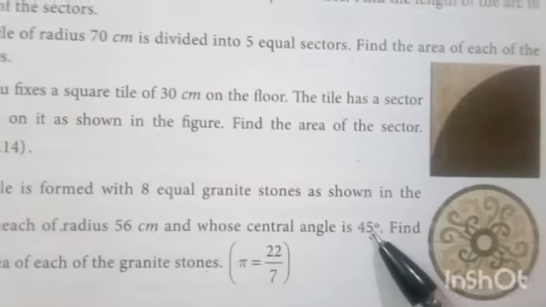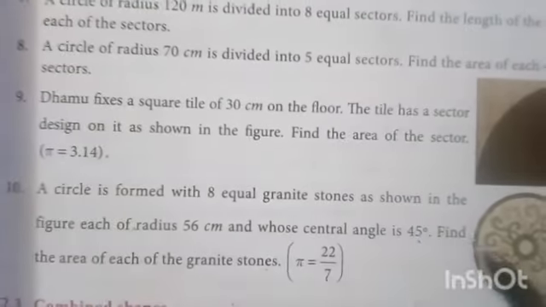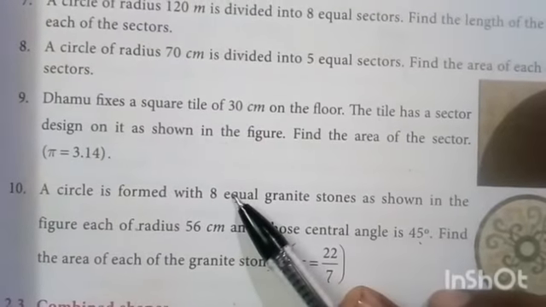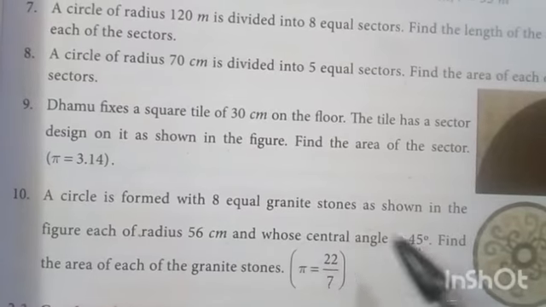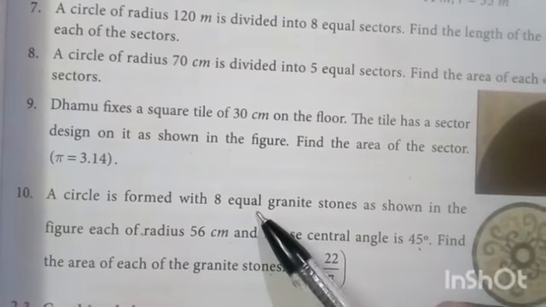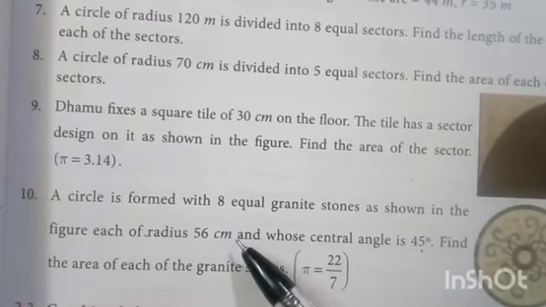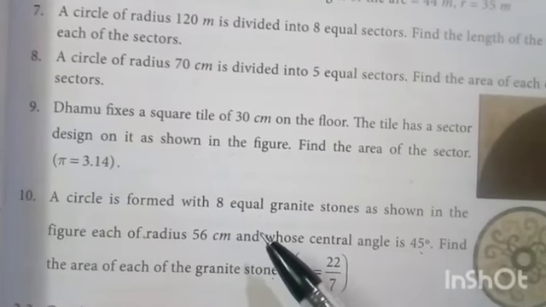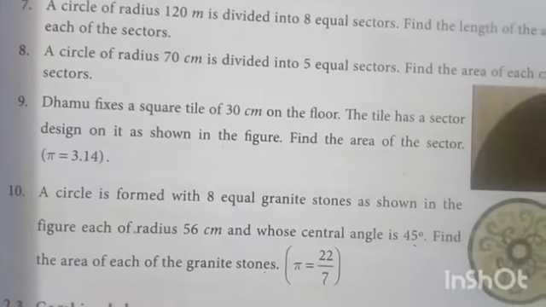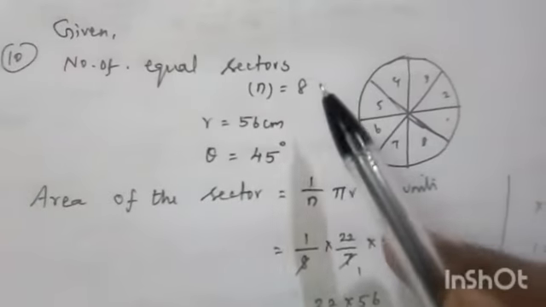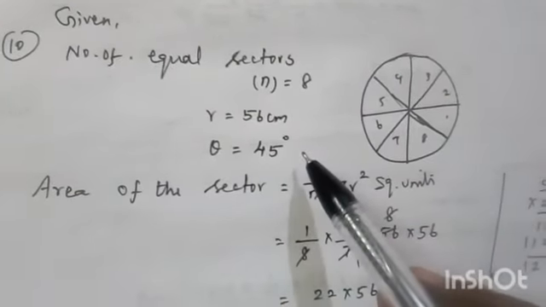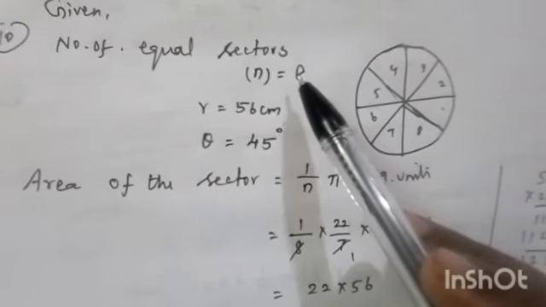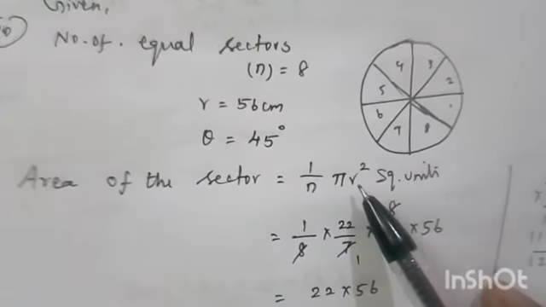Theta equal to 45 degree. The equal parts are already given in the question also. R equal to 56 centimeter. When equally divided parts are given, we have to use the formula 1 by n into pi r square. Given number of equal sectors is 8, r equal to 56 centimeter, theta equal to 45 degree. When the number of equal sectors is given, we have to use this formula.